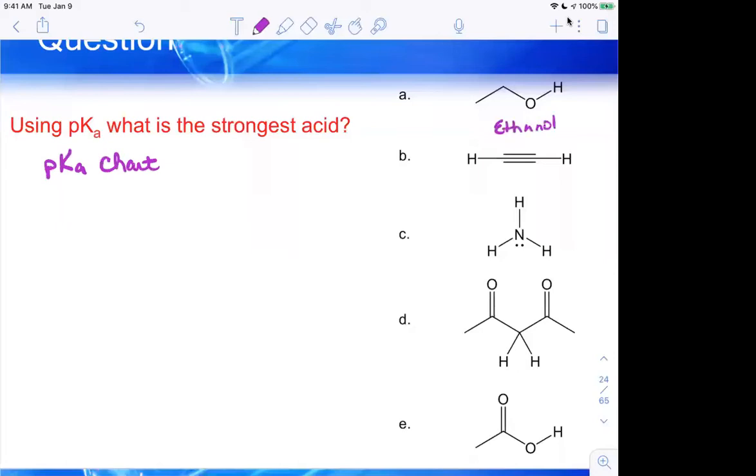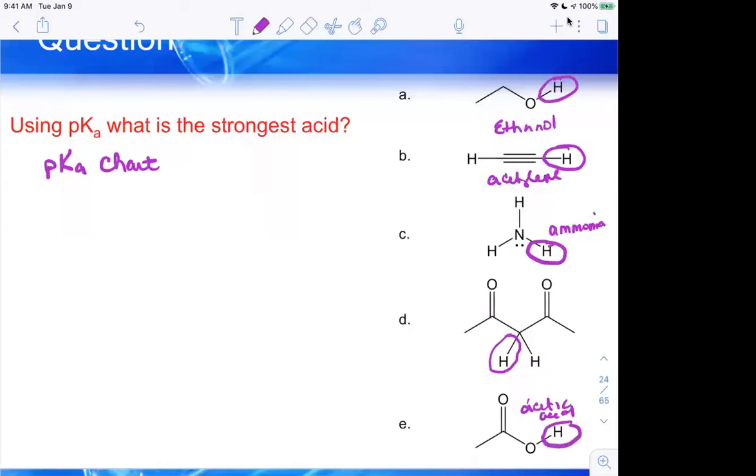This is acetylene. This is ammonia. And this is acetic acid. And this one doesn't have a common name. But I'm looking at how easy it is to pull off these hydrogens when this molecule acts as an acid.